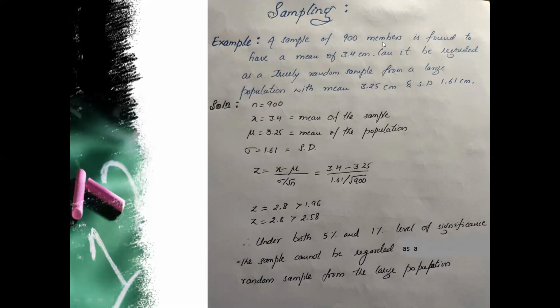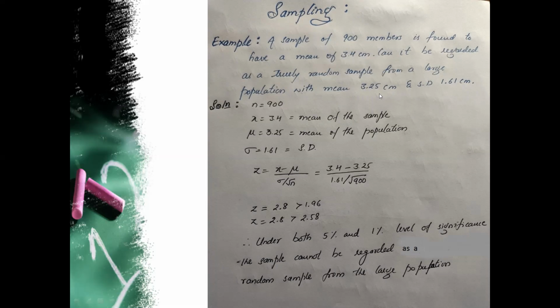Let us see one more example. A sample of 900 members is found to have a mean of 3.4 centimeters. Can it be regarded as a truly random sample from a large population with mean 3.25 centimeters and standard deviation 1.61 centimeters? So a population mean here is 3.25 and standard deviation is 1.61. Now from this population a sample of 900 members is taken and it is found that the mean is 3.4 centimeters. Can this imply that this sample belongs to the same population?